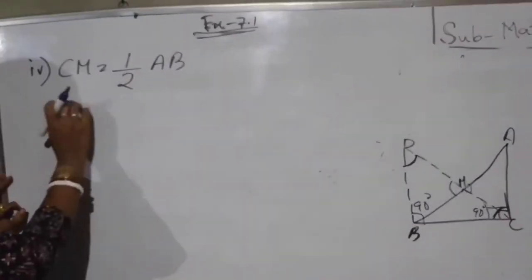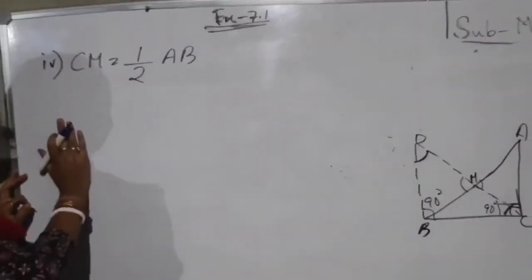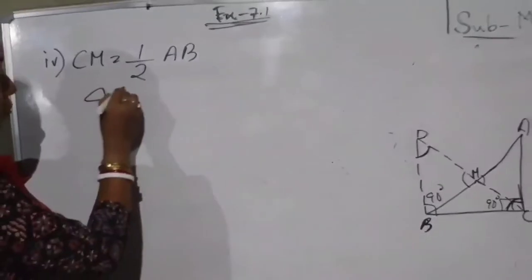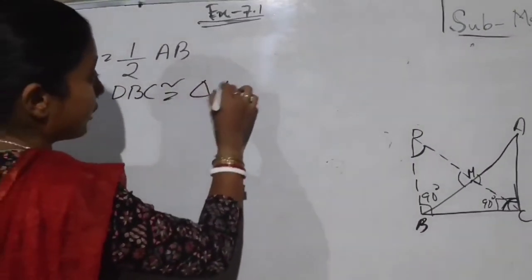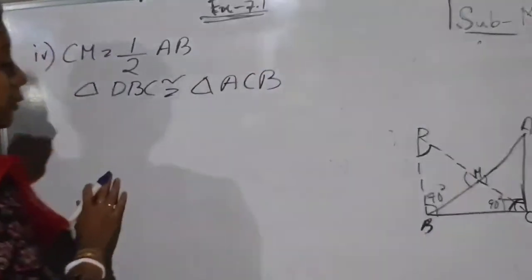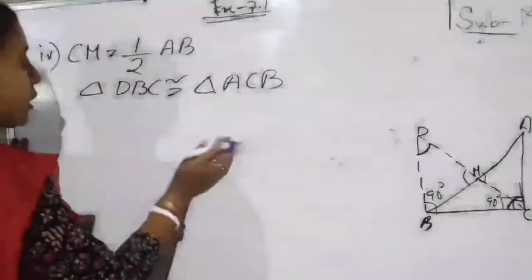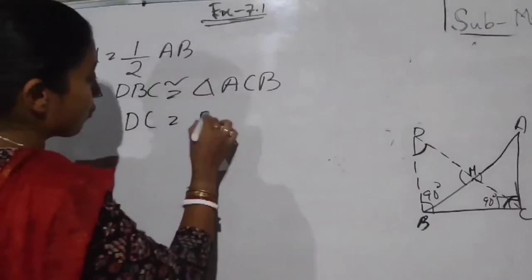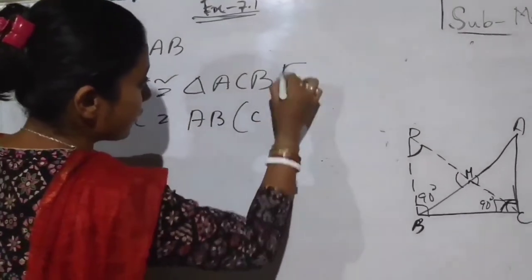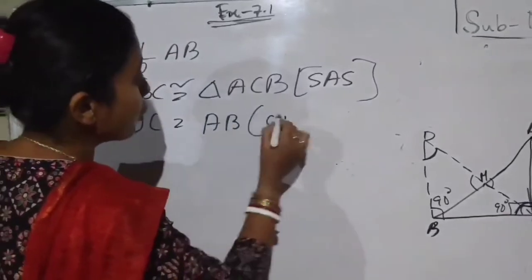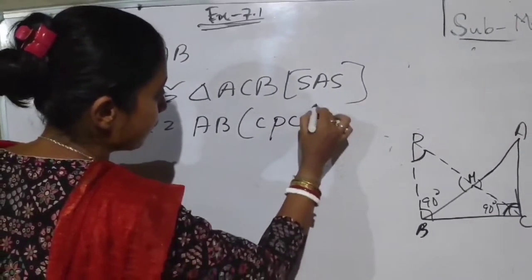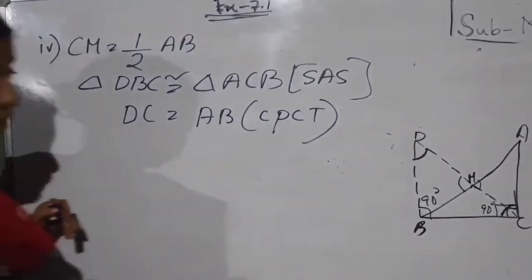So let's do now CM equal to half of AB, we have to show. So now what have we solved? We have solved that triangle DBC is congruent to triangle ACB. Okay. So from here we can write DC equal to AB, since we have proved congruence by SAS. So we can say DC equal to AB by CPCT, right?